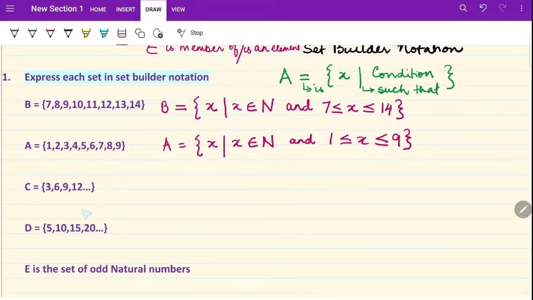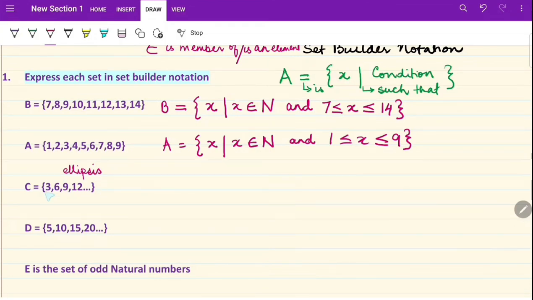Let's look at the next two examples, which we will see that they are of a similar type. Over here it says C is, or C equals, and then in the roster form we have the elements listed: 3, 6, 9, 12, and then the 12 is followed by 3 dots, which means ellipsis. All right. And an ellipsis tells us that the pattern continues on and on after 12. All right. So let's study the pattern, because we will have to describe that pattern in the set notation.